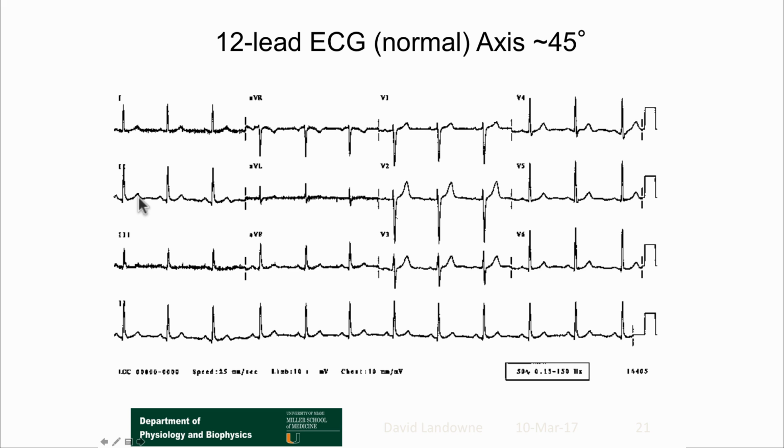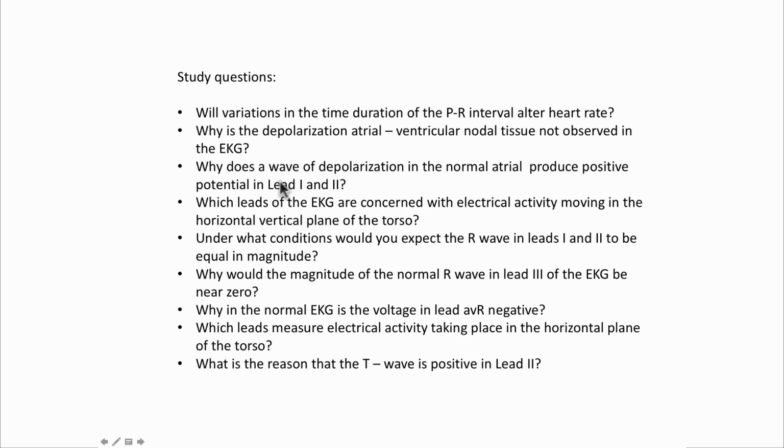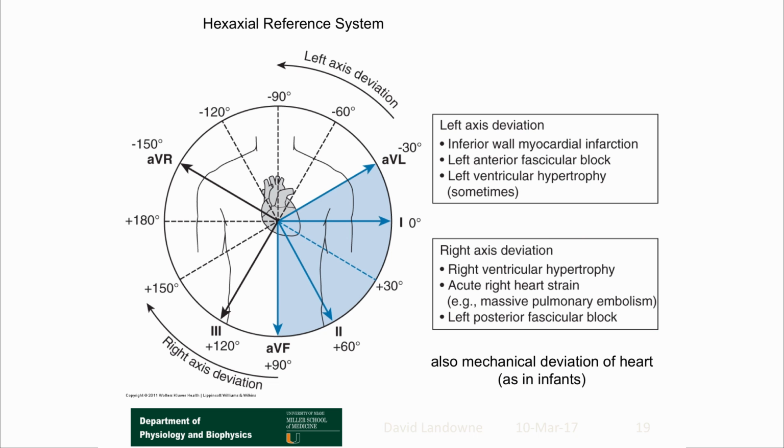And then, of course, we can look at the AVR leads quickly, and we see that we would get a strong negative potential in AVR. And if we look at our electrocardiogram, our axial reference system, this is AVR, and at 45 degrees would be pointing in this direction. So that's the opposite direction of the AVR, so we'd expect to see a very strong negative potential.